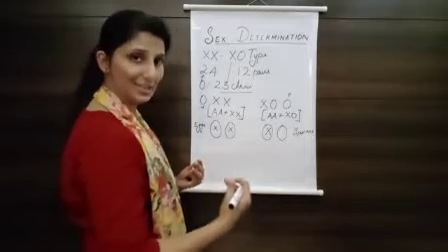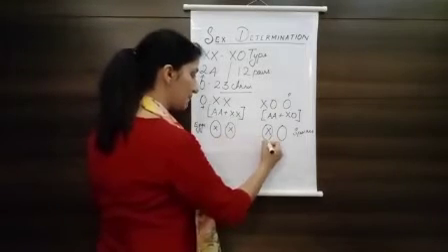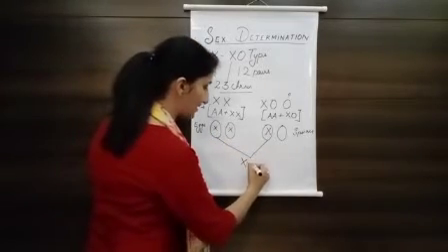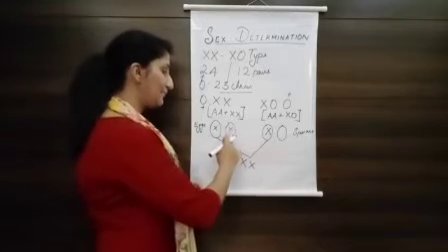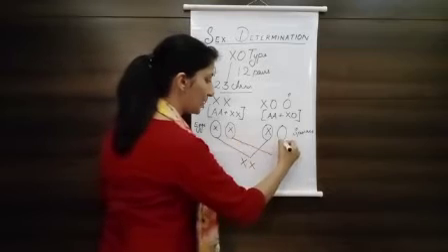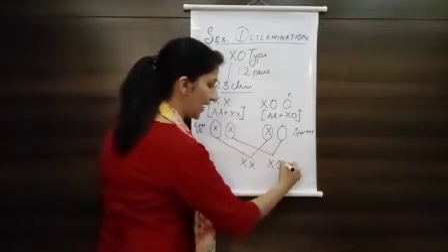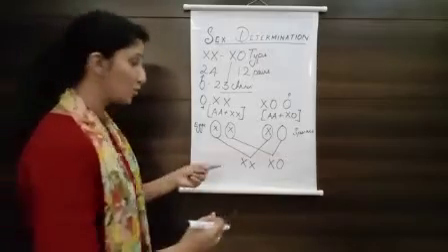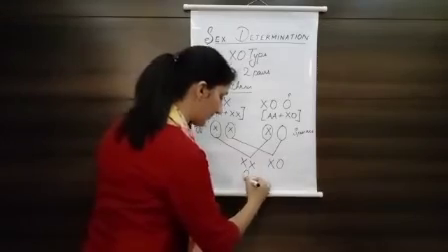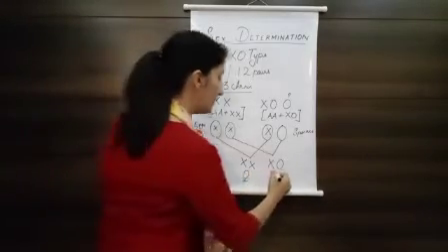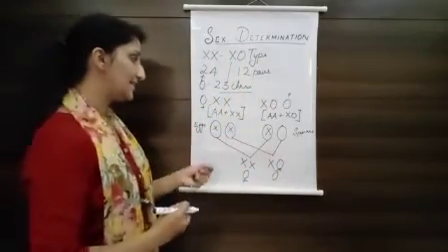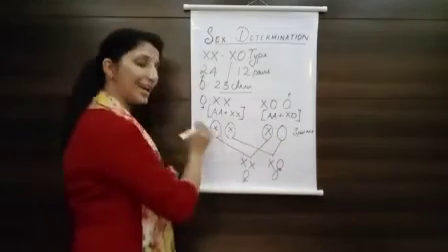At the time of fertilization, if the sperm fertilizes the X containing egg, it results in XX. And if the egg is fertilized by a sperm which lacks the X chromosome, it will result in XO. Is it clear? So what is its genotype? XX is a female and XO is a male. So here, what determines the sex?